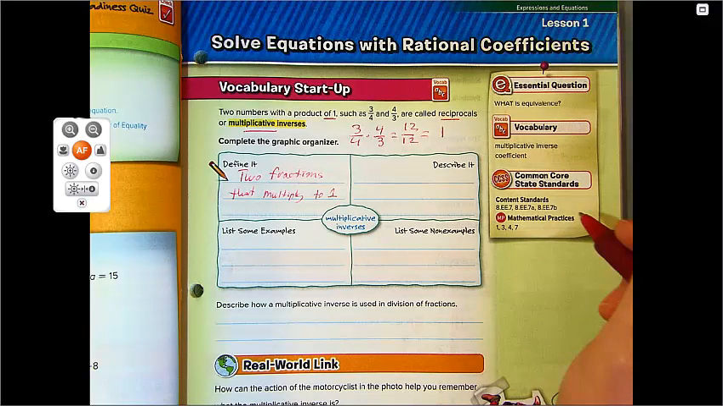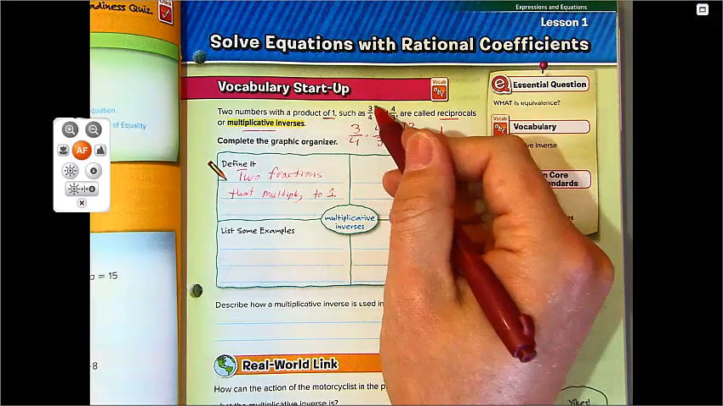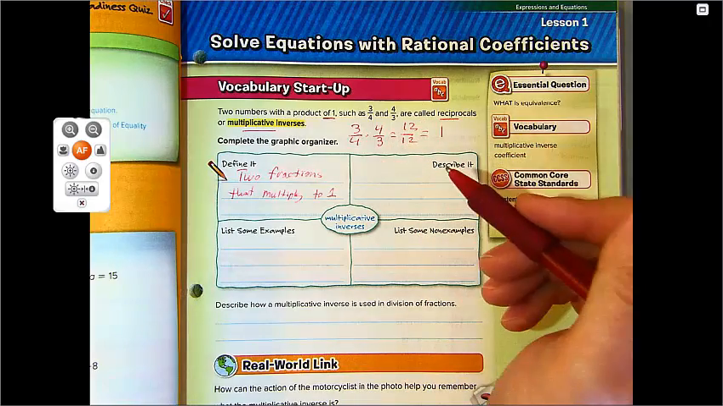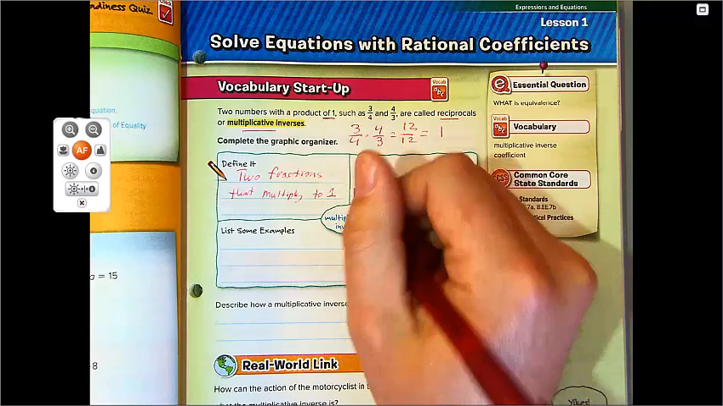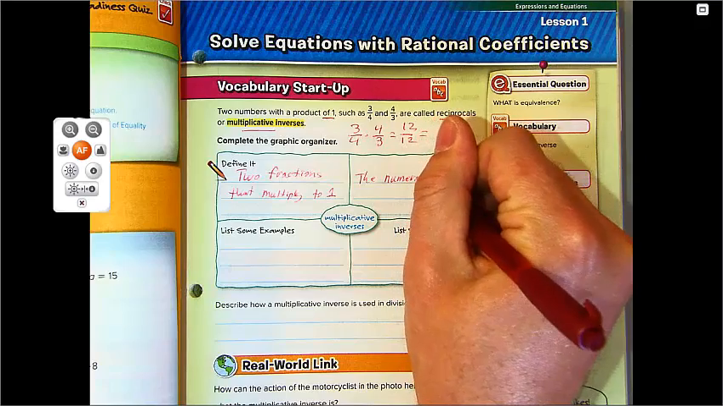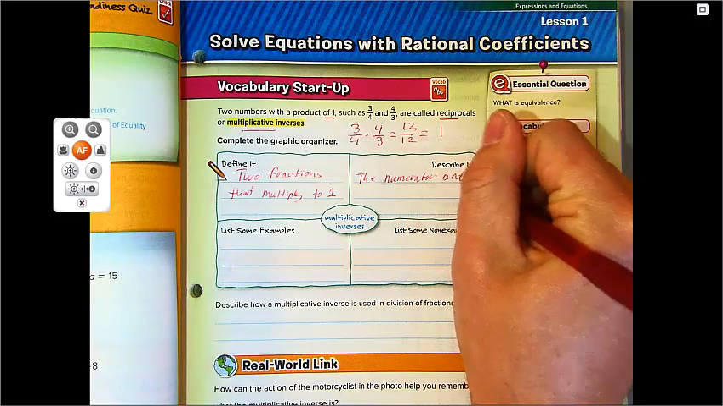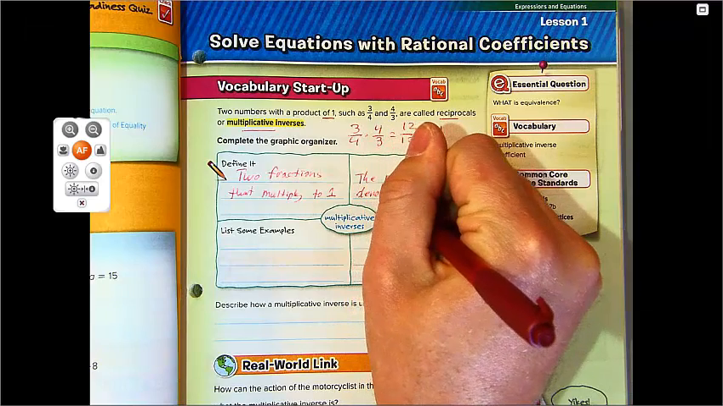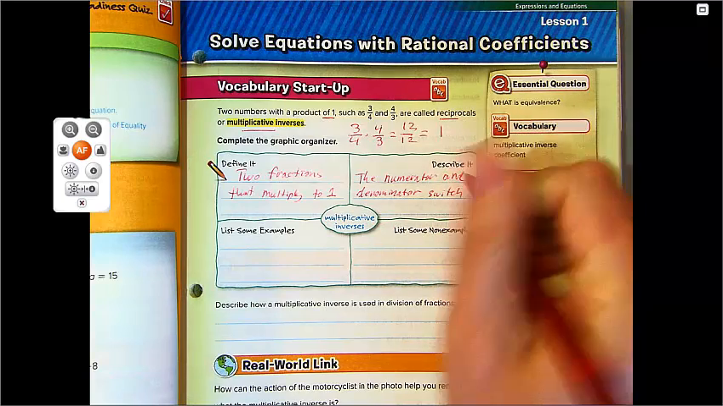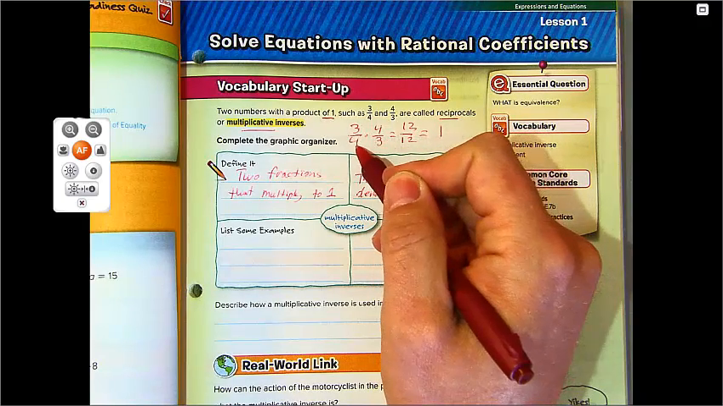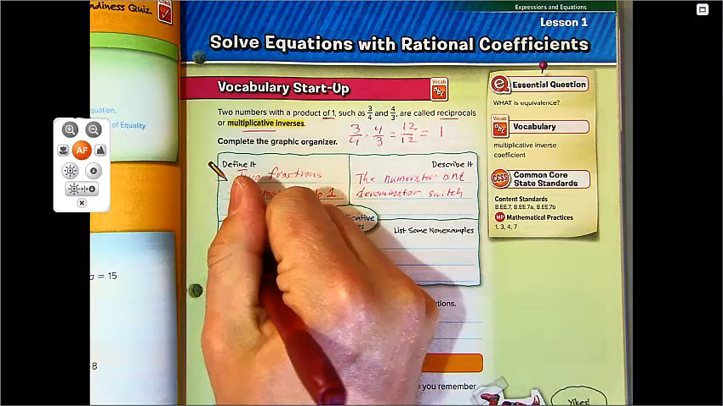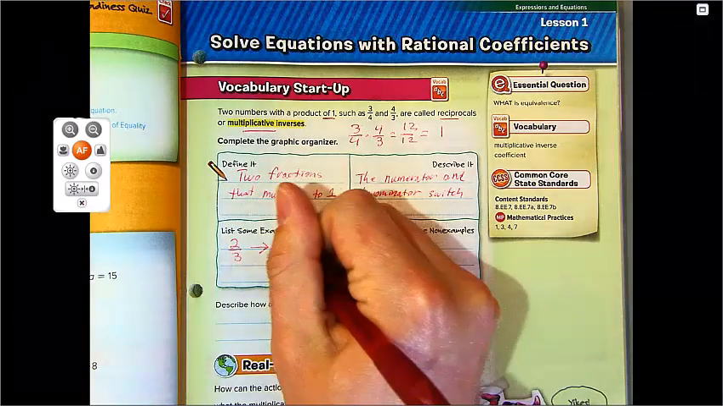So if we describe it, basically what happened here? How did we get from this first one to this second one? Basically, we just flipped the top and bottom. So all we would say is the numerator, meaning the top number, and denominator switch. So the 3 on top became bottom, the 4 on bottom became top. They just switched. There we go. So let's list an example. Example might be 2/3 would become 3 over 2.